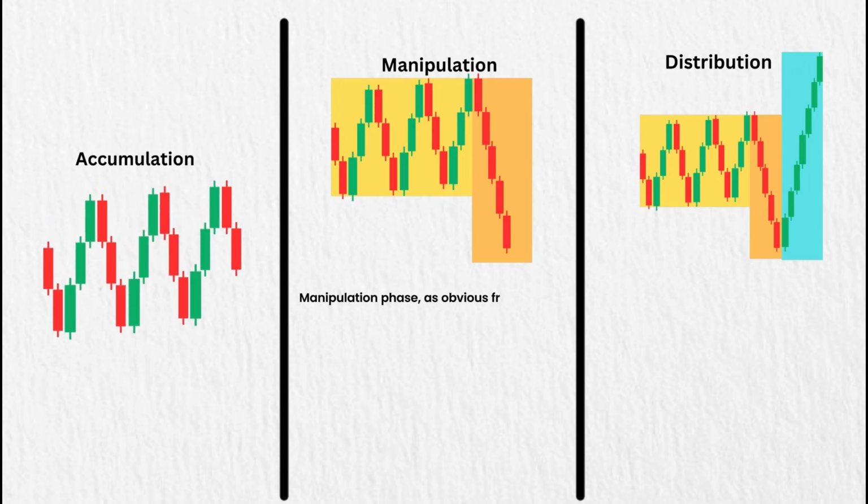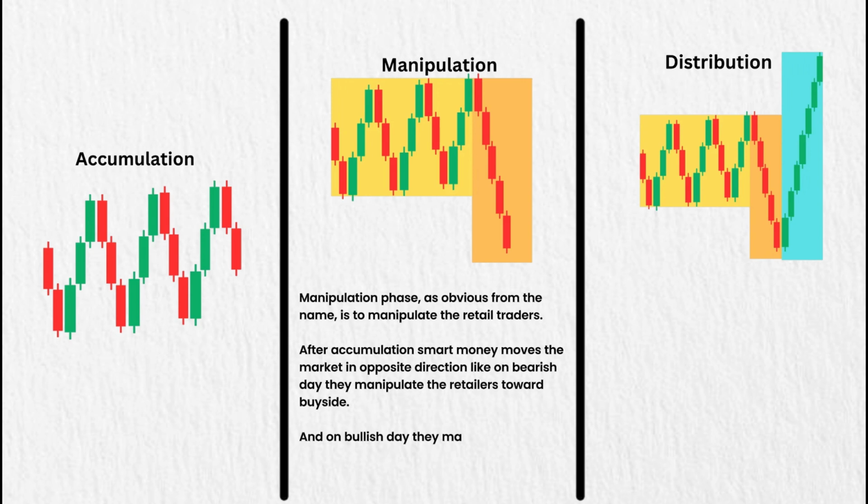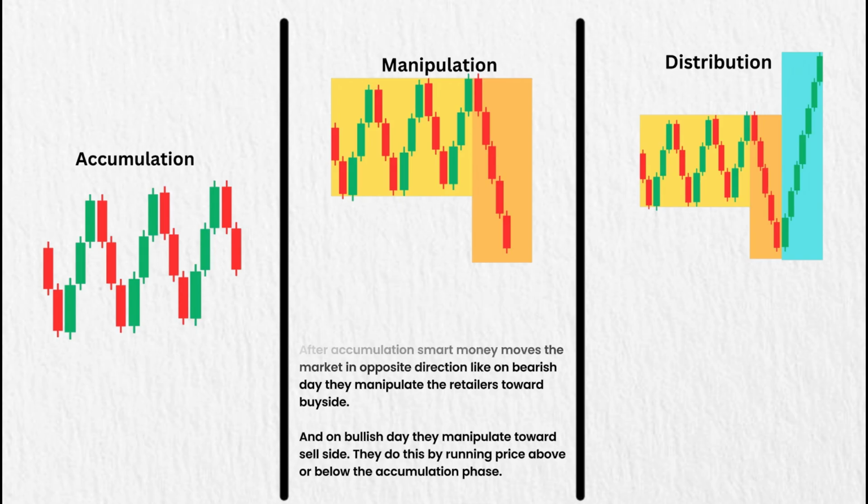Manipulation phase, as obvious from the name, is to manipulate the retail traders. After accumulation, smart money moves the market in the opposite direction, like on a bearish day, they manipulate the retailers toward the buy side. And on a bullish day, they manipulate toward the sell side. They do this by running price above or below the accumulation phase.